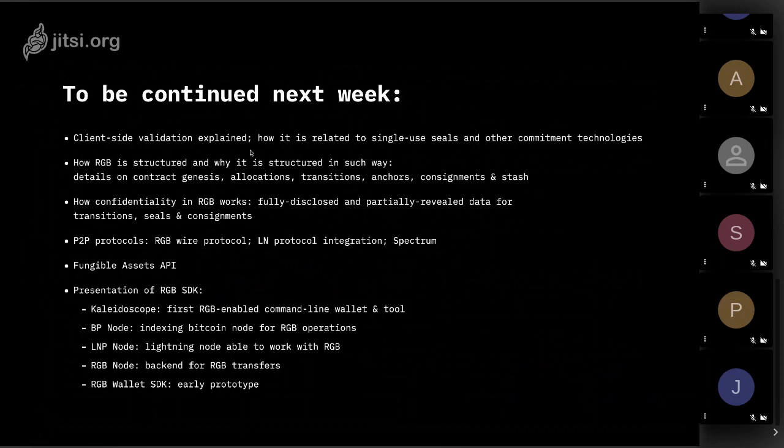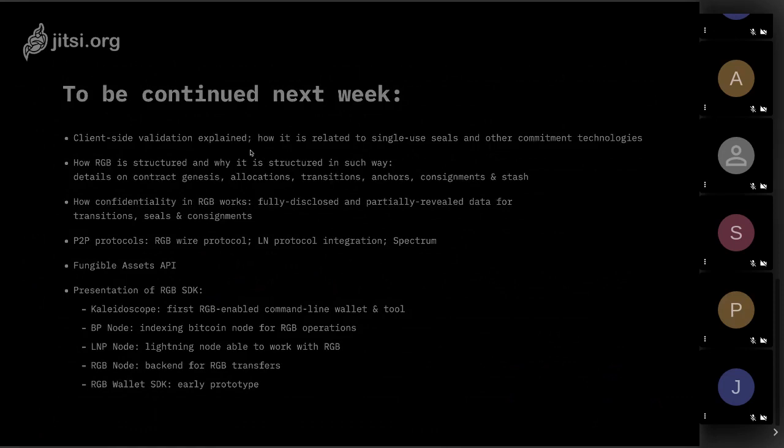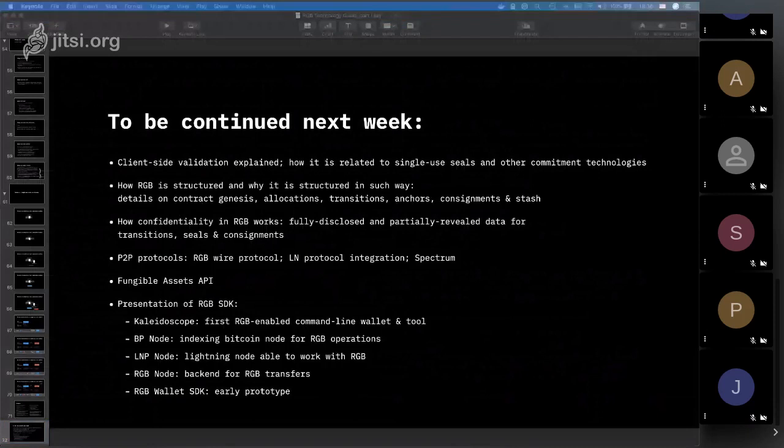fungible assets API, how you can simply work with the fungible assets, and hopefully, probably we wouldn't have time next time, but at some point we will do a presentation of the RGB SDK, which includes Kaleidoscope wallet, BP, LNP, and RGB nodes, which are Rust-based and required to run self-hosted or hosted RGB backend, and the RGB wallet SDK. And that's basically will be the next time. Thanks for your attention.